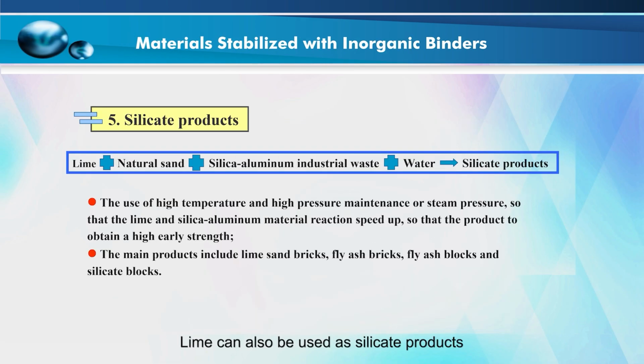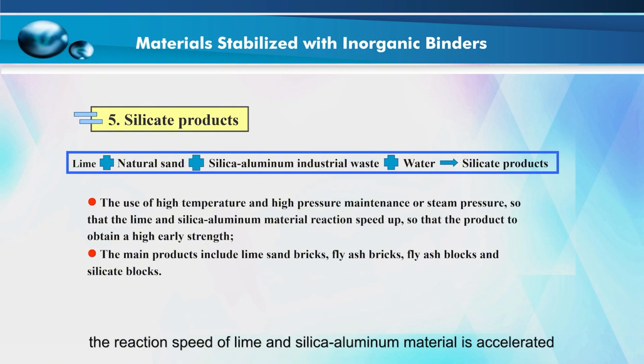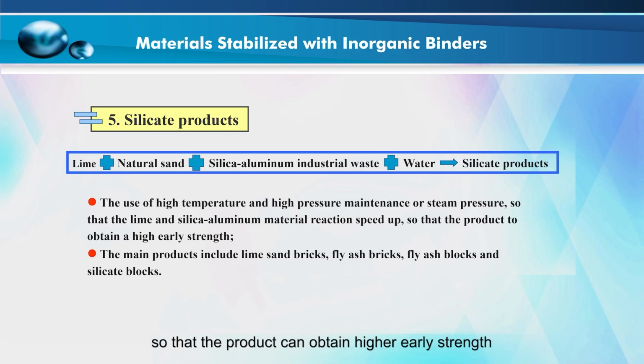Lime can also be used as silicate products. Using high temperature and high pressure curing, or autoclave, the reaction speed of lime and silica-alumina material is accelerated so that the product can obtain higher early strengths. The main products are lime sand brick, fly ash brick, fly ash block, silicate block, and so on.